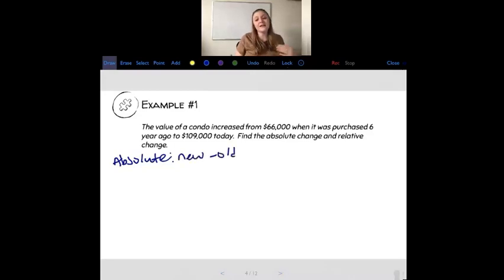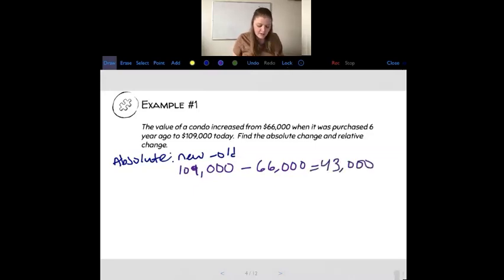Okay. So when I think of new minus old, particularly when I'm given years, the new is the most recent. So in this case, it's 109,000, and the old value is 66,000. Since the more recent value is higher than the old value, I expect this number to be positive. 109,000 minus 66,000, which gives us 43,000. So the absolute change tells us just the difference in value from 6 years ago to today.